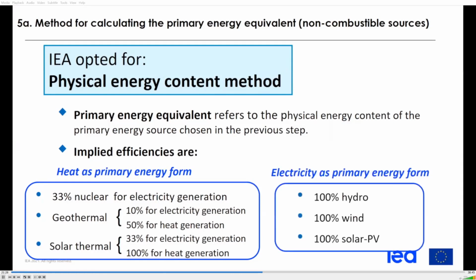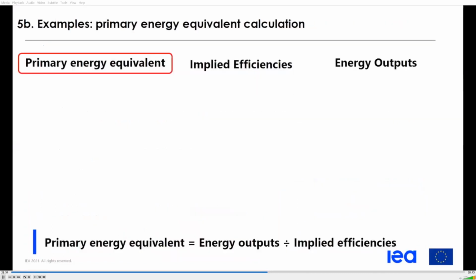In the case of hydro, wind, and solar PV, as electricity is the primary energy form selected, the primary energy equivalent is the physical energy content of the electricity generated in the plant, which amounts to assuming an efficiency of 100%. So when the primary energy form is heat, we have losses. Let us see a few examples to illustrate this concept.